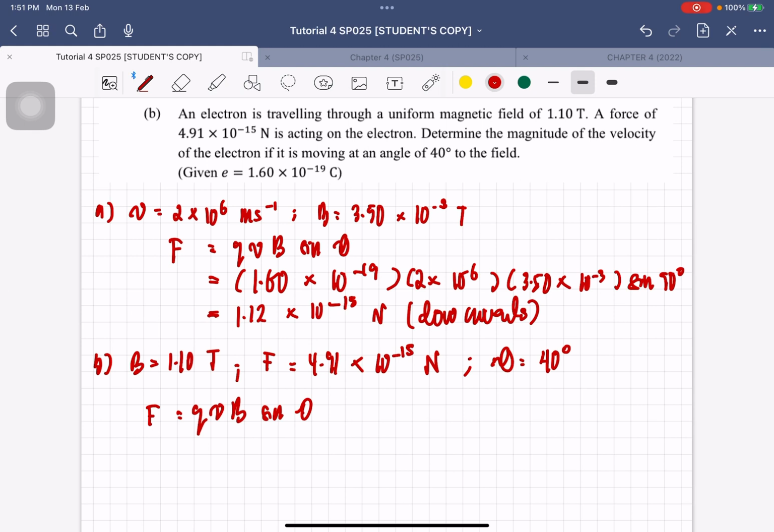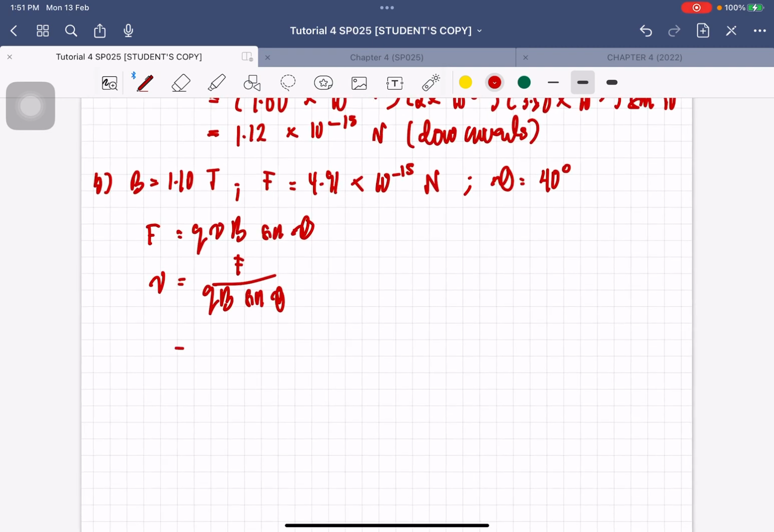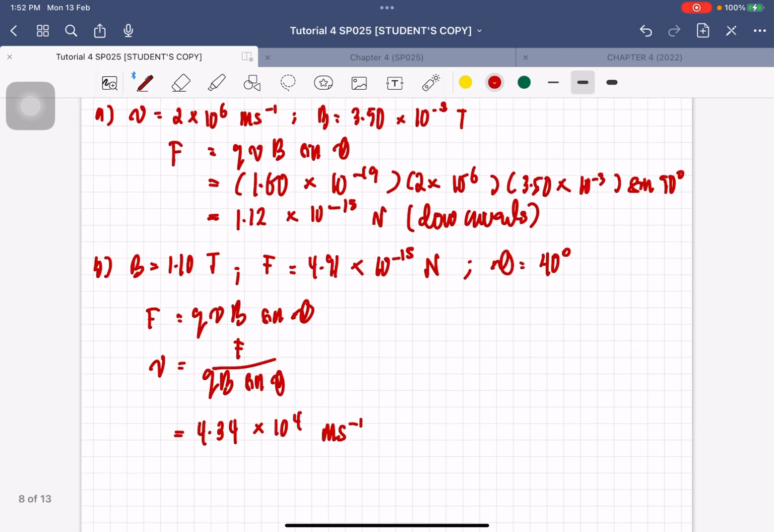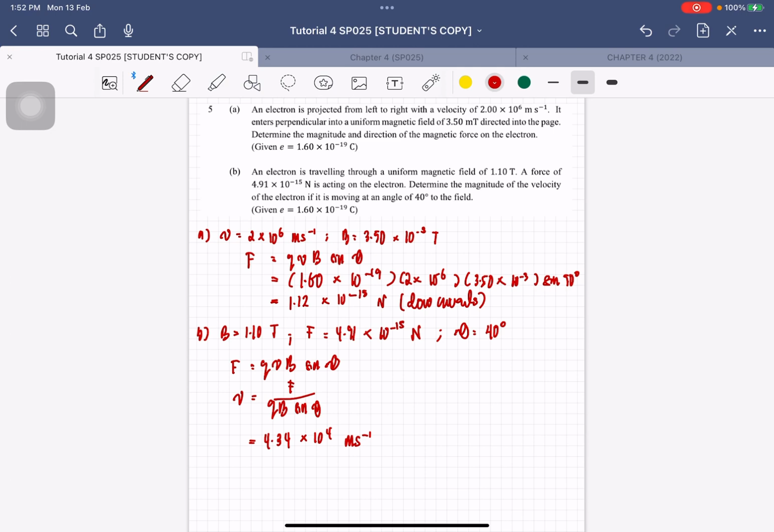So use the same formula, just find v. Okay, so v is going to be equal to F over qB sine theta. Now you just substitute all the values and you will get 4.34 times 10 to the power of 4 meter per second. Alright, so this is the solution for question number 5.